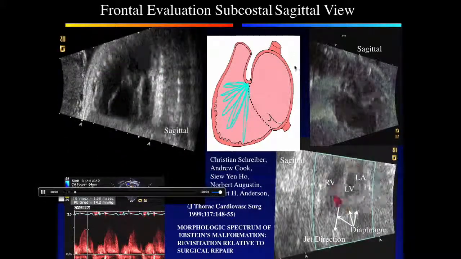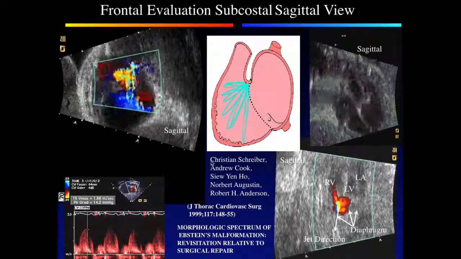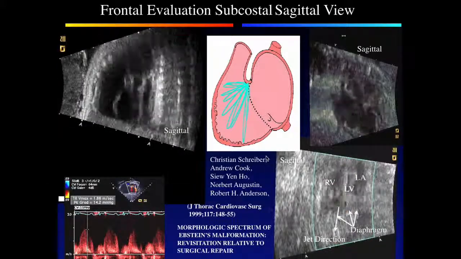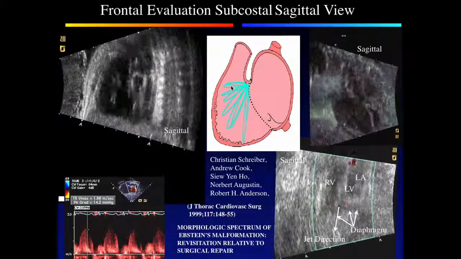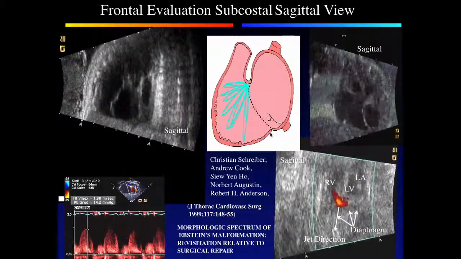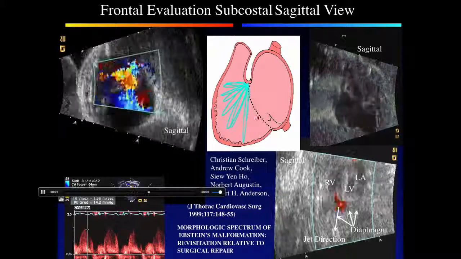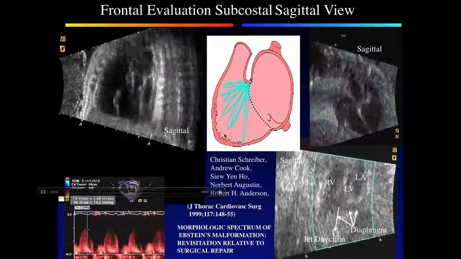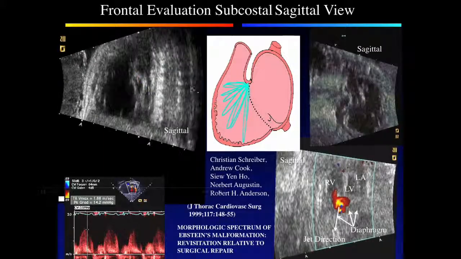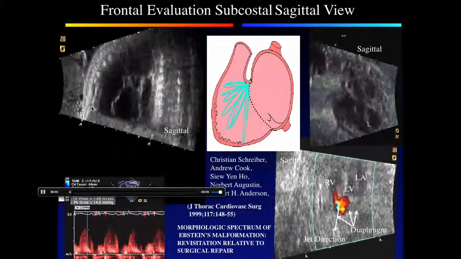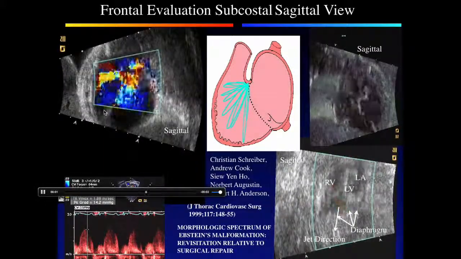And this is a diagram by another surgeon, Dr. Christian Schreiber, who passed away. And what he looked at is mild, moderate, and severe Ebstein's malformations, showing in the sagittal plane how you can quantify the severity of this obstruction. And here you can see the displacement of this tricuspid valve leaflet.